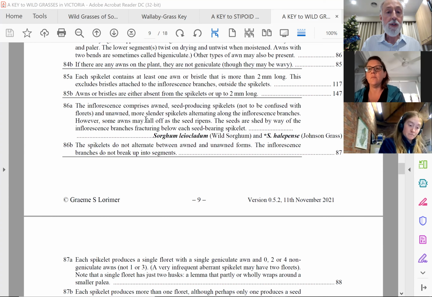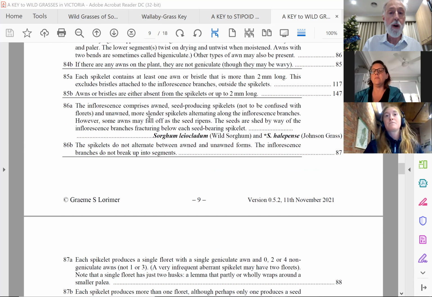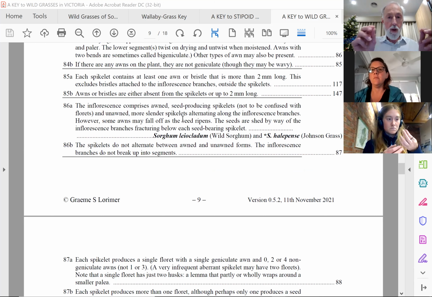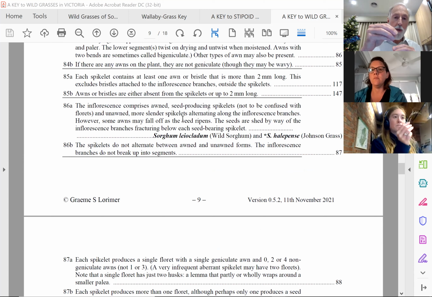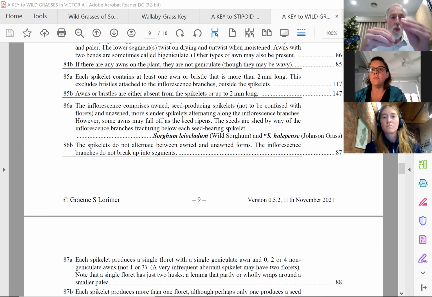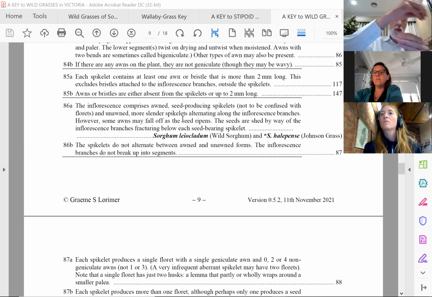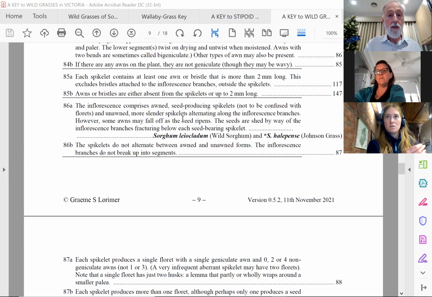86A says the inflorescence comprises awned seed-producing spikelets, not to be confused with florets, and unawned, more slender spikelets, alternating along the inflorescence branches. In other words, if I were to flex my inflorescence and find the spikelets along one of the branches, I would find one that has an awn and develops a grain, followed by one that does not have an awn, one with an awn, one that does not, and so on. All of mine have got awns on. So it's not a sorghum species, one of these 2 species. We're going to 87.